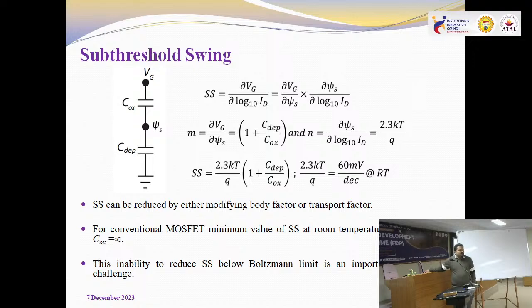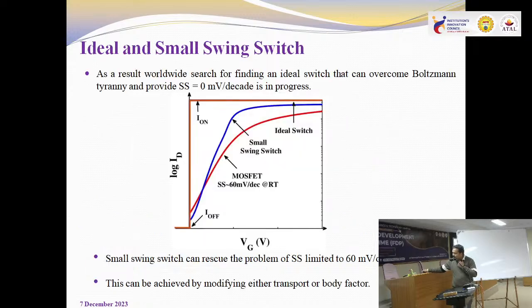Now, we need to develop a mechanism through which we can reduce the subthreshold swing of the device. As I told, the subthreshold swing is a combination of two factors: one is the body factor and another is the transport factor. That will come in the next slide, so let me move to slide number 2.